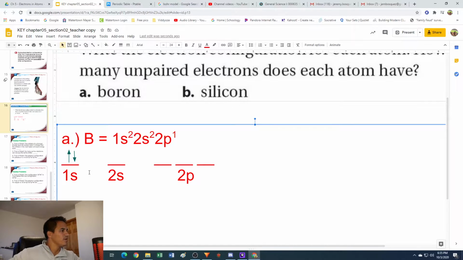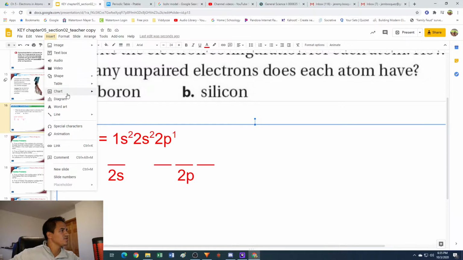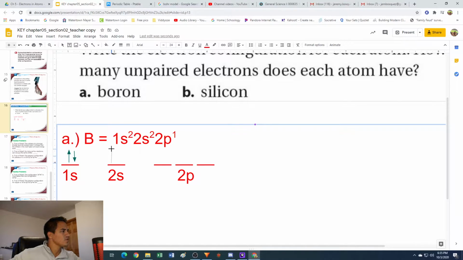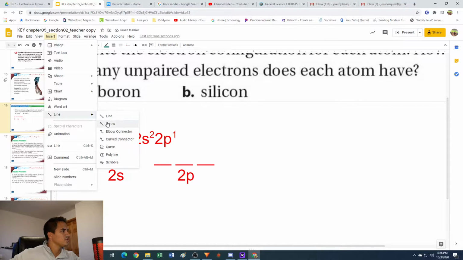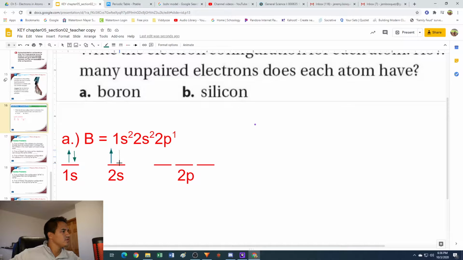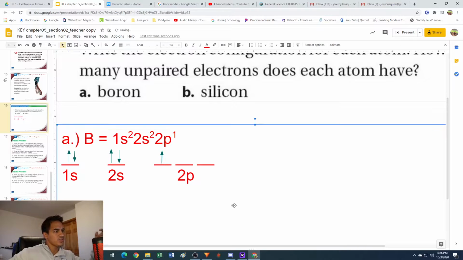Okay, so here's 1s1, 1s2. There's the two arrows there for the electrons. Then for 2s2, we have 2 again. So let's insert a line arrow. We'll go up, so there's 1, and then we'll insert an arrow and go down. So there is our second one. And then for 2p, we just have 1 electron, so we're just going to have 1 arrow, pointing up or down. It doesn't matter which direction you want to do it. So it's going to look like this.